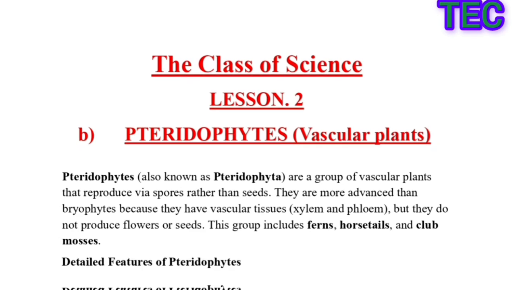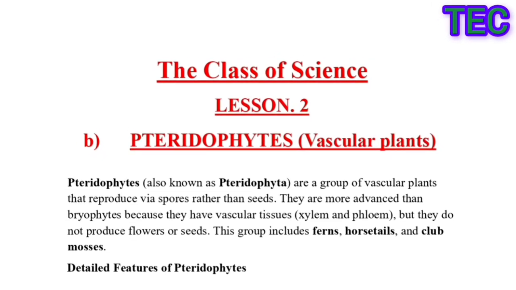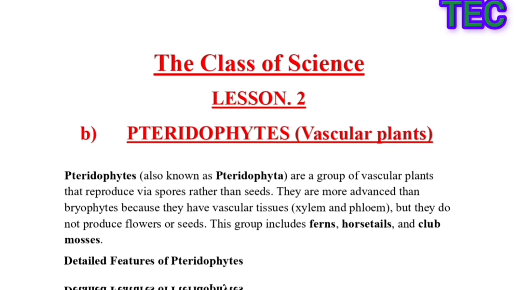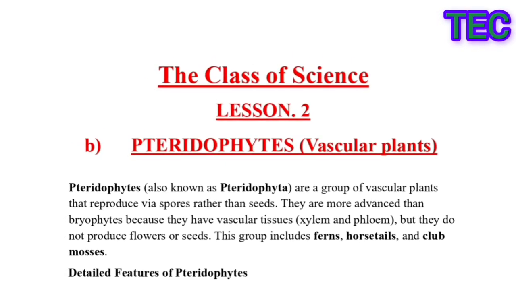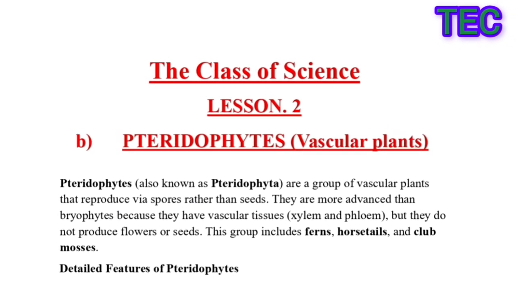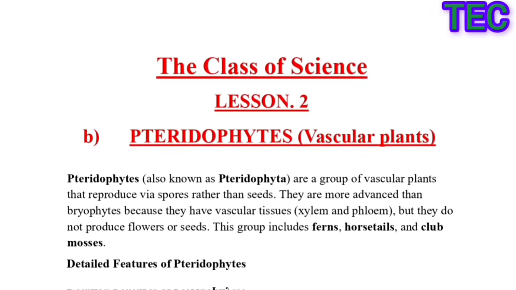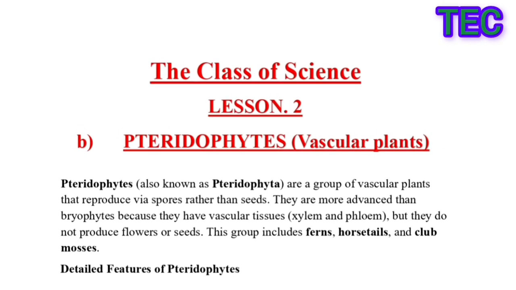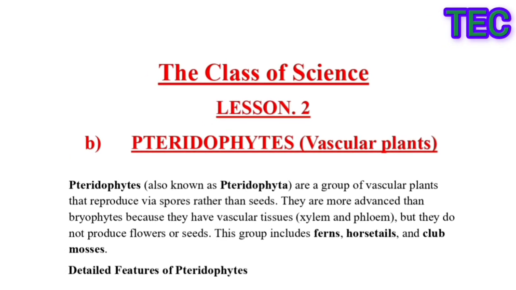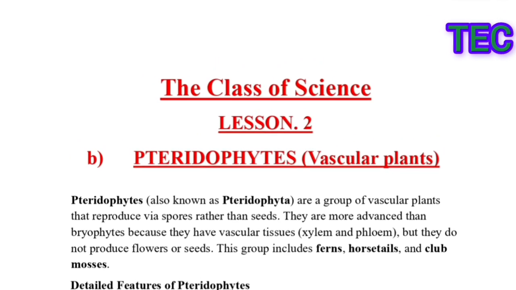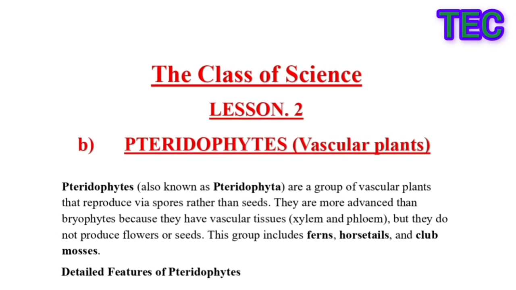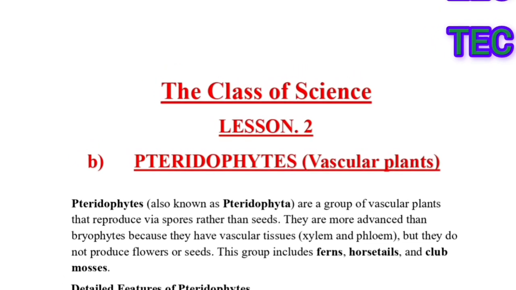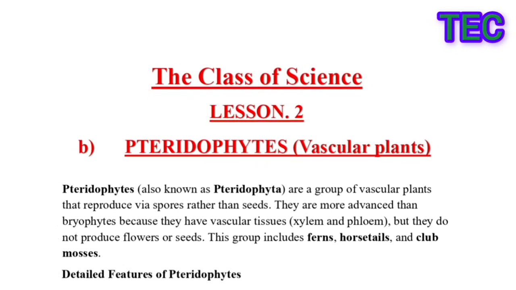So if you look at the structure of the bryophytes and the structure of the pteridophytes, you realize a difference. The pteridophytes are more advanced compared to bryophytes because they have vascular tissues. What makes pteridophytes more advanced is the presence of xylem tissue and phloem tissue. Xylem tissue and phloem tissue make up what we call the vascular tissues, the vascular bundle.